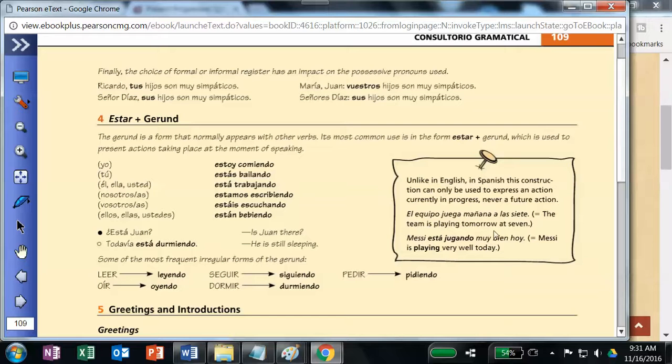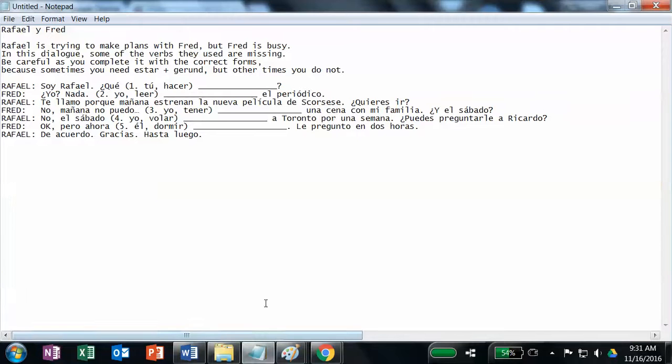So, the team is playing tomorrow at 7. We use that in English, but in Spanish you can't. El equipo juega mañana a las 7. So you would use future tense or present tense. We do not use the ing form, the present progressive form, in Spanish. Messi is playing very well today. Messi está jugando muy bien hoy, because it's happening right now. Okay, so let's go ahead and look at the activity.